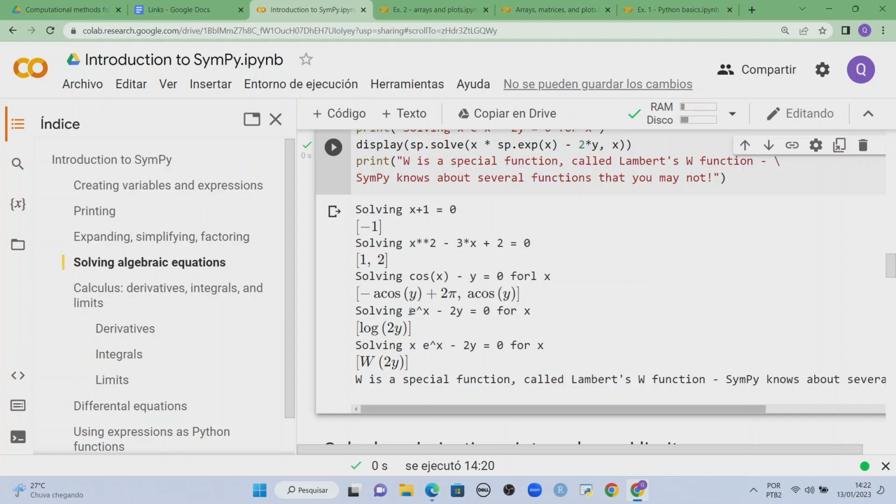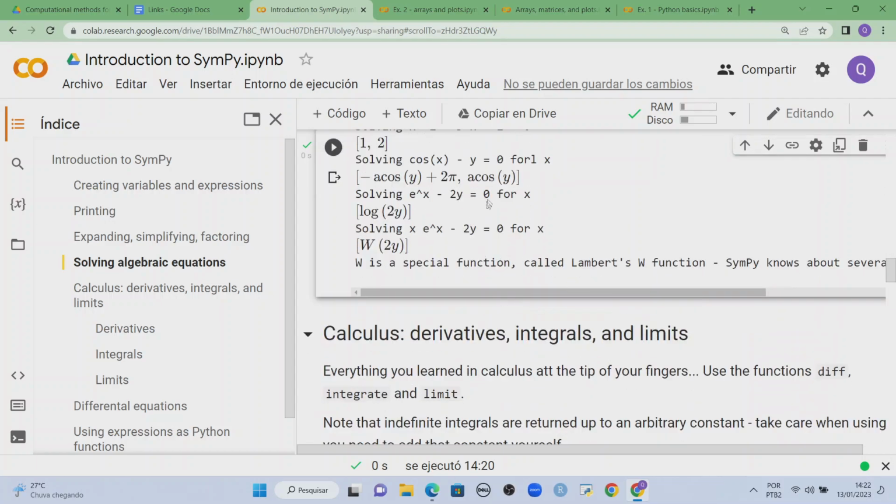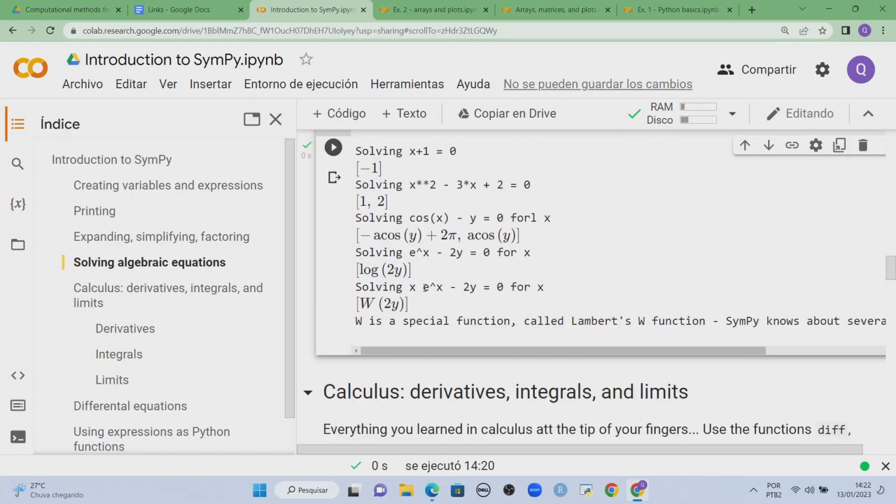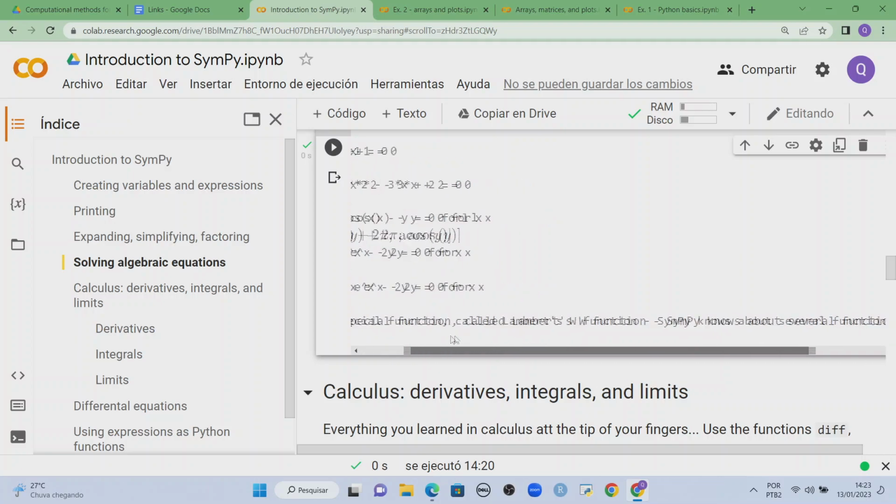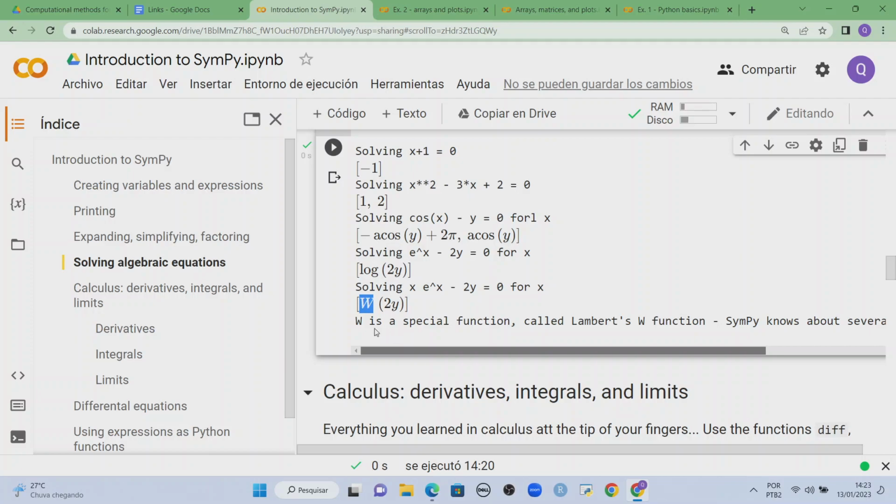And finally, I have an example here that is a bit more fun. Exponential of x minus 2y equals 0 gives me the log of 2y. And if I now solve for x, you see that there's an x here: x times exponential of x minus 2y equals 0. Now I have something that is not really solvable with the methods that we learn in school, but it's solvable in terms of this function W here. W is a special function called the Lambert W function. It is a special function that you may never have heard about, but SymPy did, so SymPy solves it for you in terms of special functions.